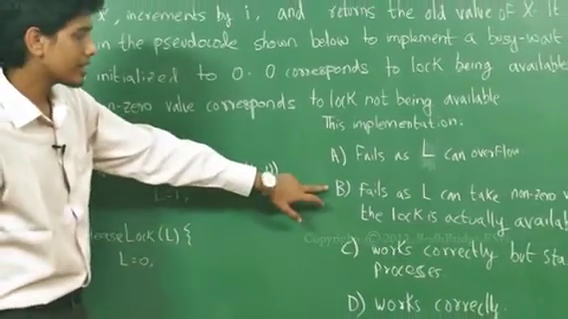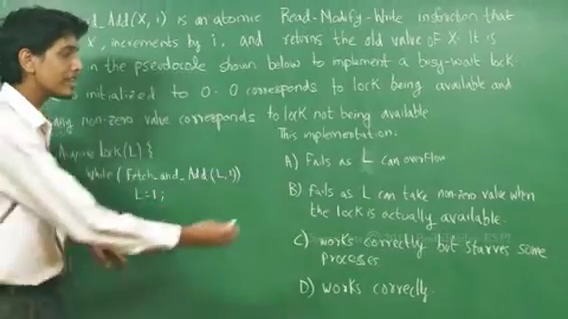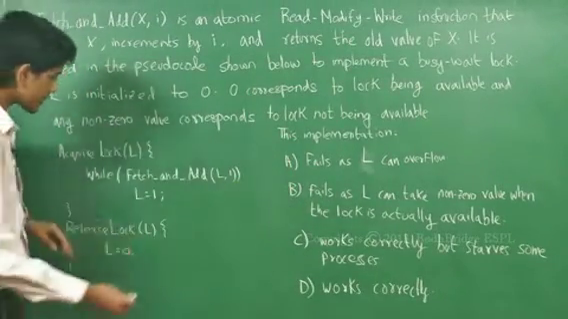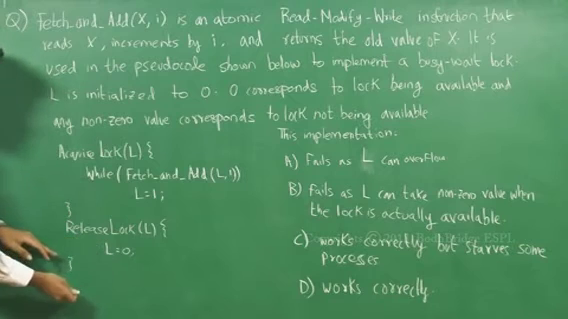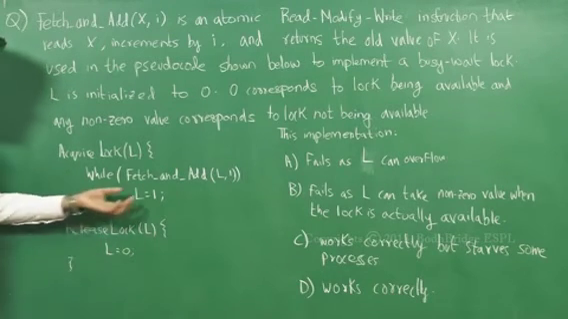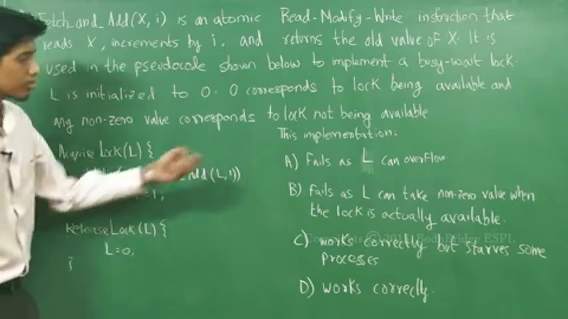So that is exactly what it is said in option B. It fails as L can take a non-zero value even when the lock is actually available. Here P1 released the lock but it just happened in a wrong timing. So the lock is free but the value of L is non-zero. So option B is the right answer.